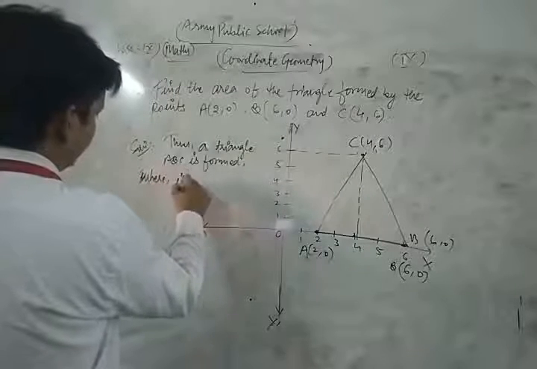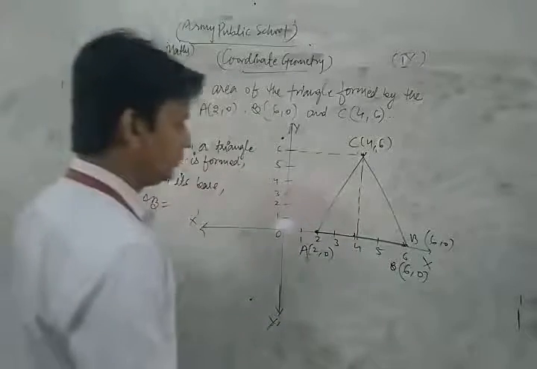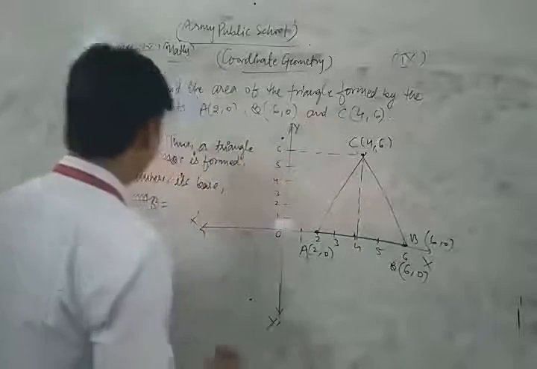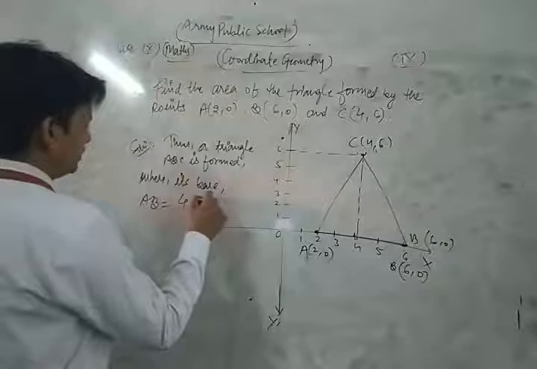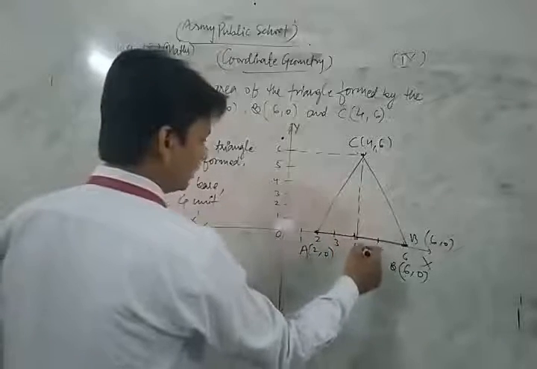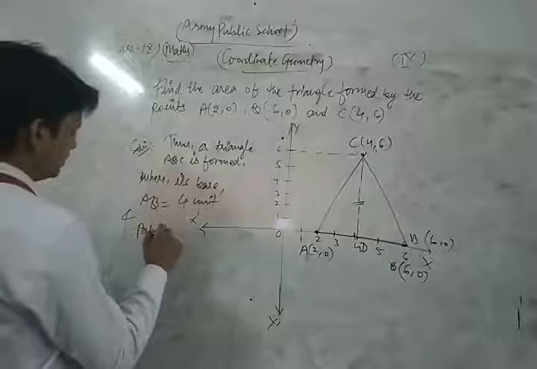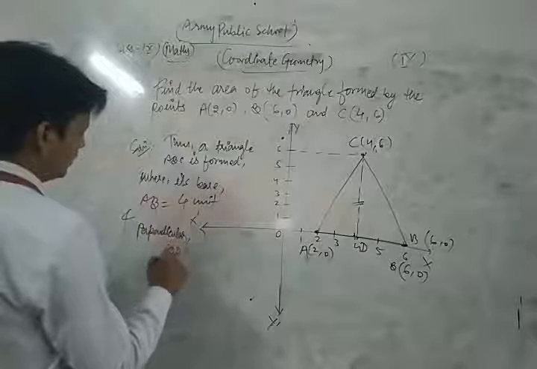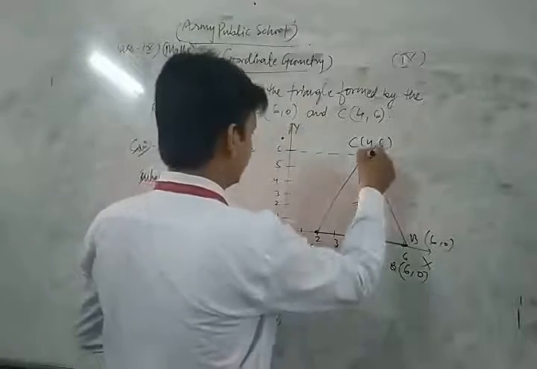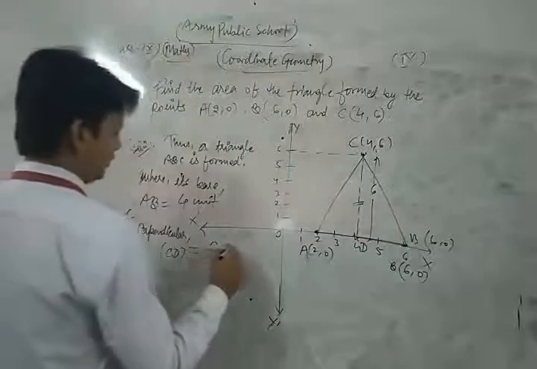Where its base AB is what? How many units? Let's see. AB is what? 1, 2, 3, 4. So base AB is 4 units, and its perpendicular, suppose we draw the perpendicular CD. So perpendicular CD is what? This is 6. Yes, this is 6 units.